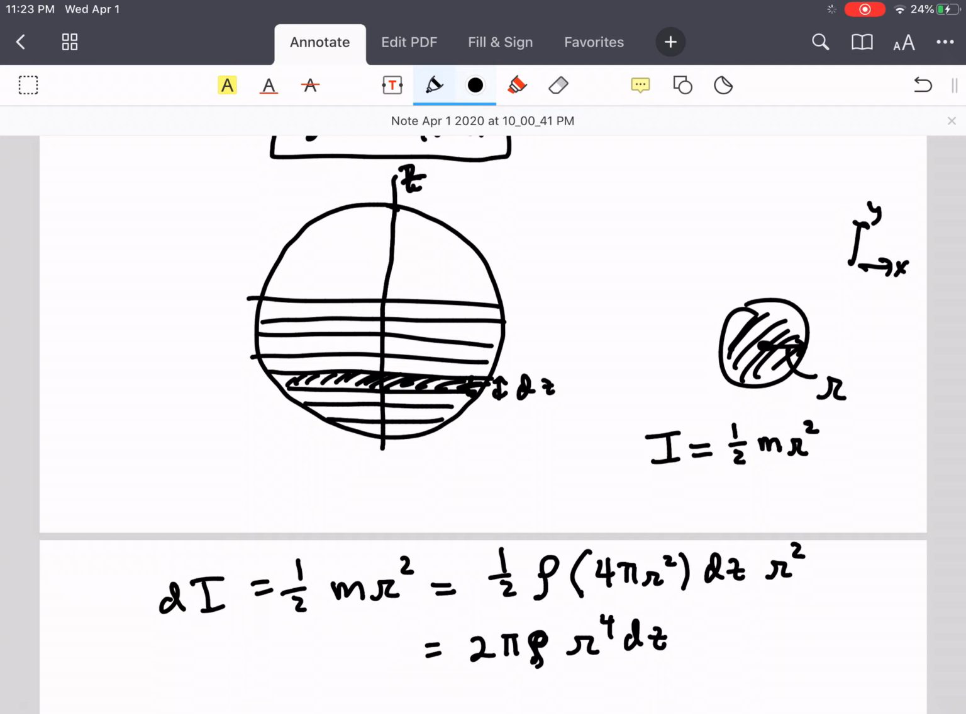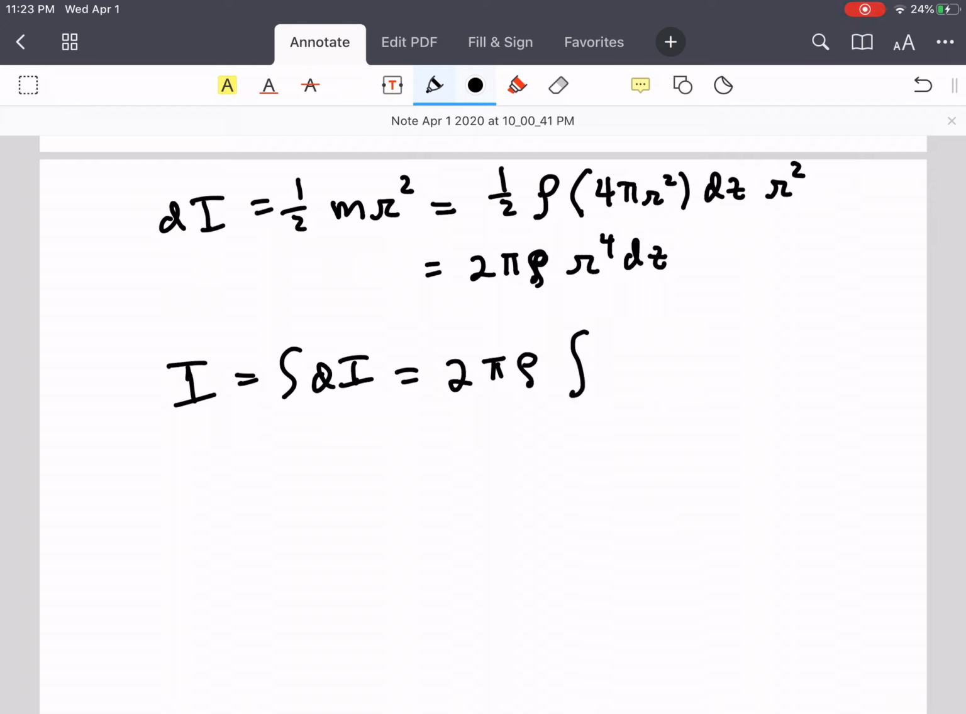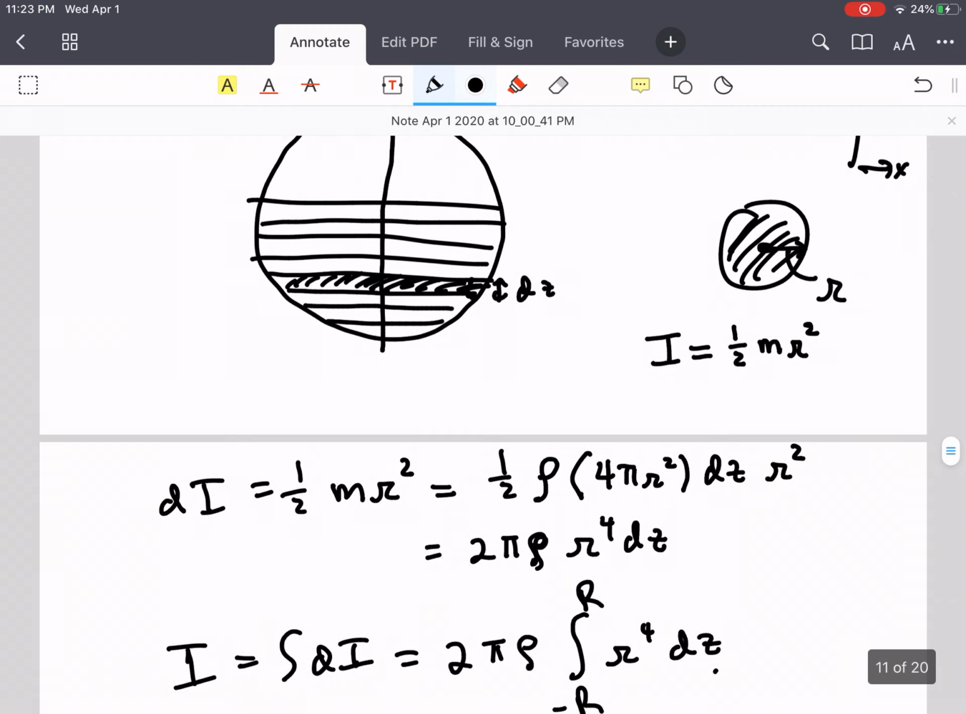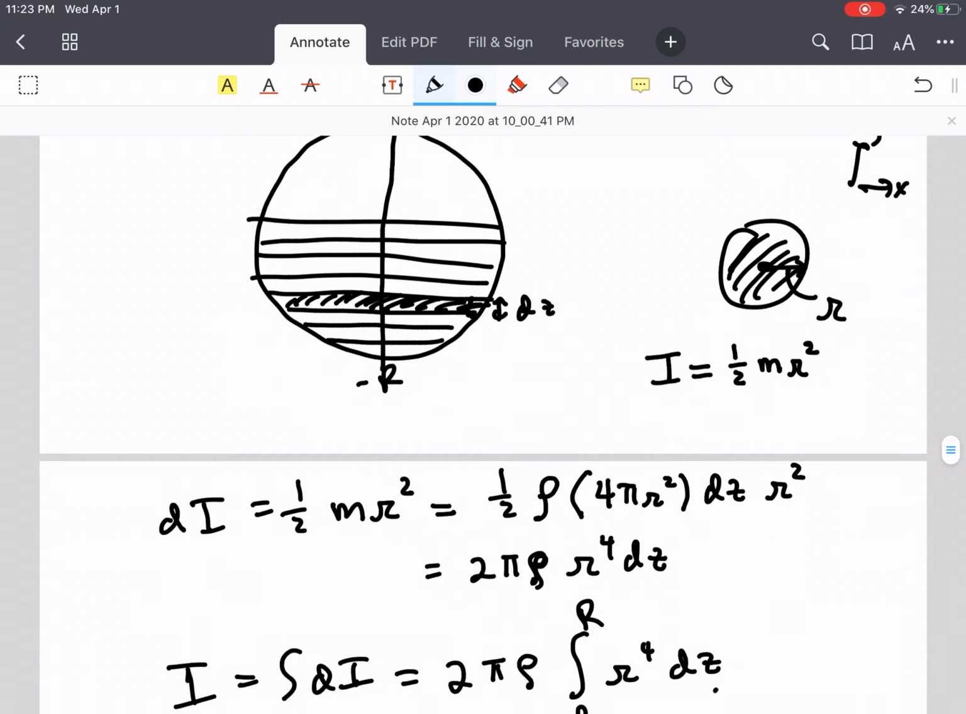And now I'm almost ready to go. So if this is my little moment of inertia for this teeny little slice, if I want to get the total moment of inertia, well, if I integrate a differential, I just get the total moment of inertia. This is equivalent to what I was doing earlier. So in this case, that's 2 pi rho times the integral of curly r to the fourth dz. And here z, my z-coordinate, goes from negative R to capital R, assuming z equals 0 is right in the middle, right? Because that's the radius of my cylinder.